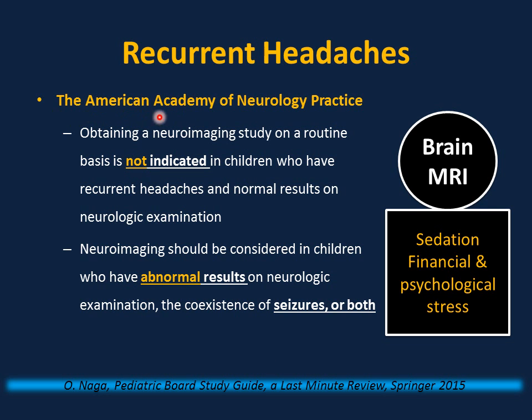This is a statement of the American Academy of Neurology practice. Obtaining a neuroimaging study on a routine basis is not indicated in children who have recurrent headaches and normal results on neurologic examination, simply because brain MRI requires sedation and can cause financial stress to the family and psychological stress until they know the result. Neuroimaging, on the other hand, should be considered in children who have abnormal results on neurologic examination, the coexistence of seizures, or both. Brain MRI is much preferred over CT scan. CT scan is a good option if the child is unstable.